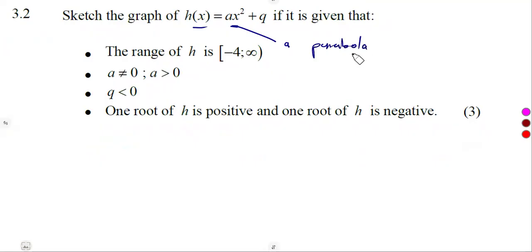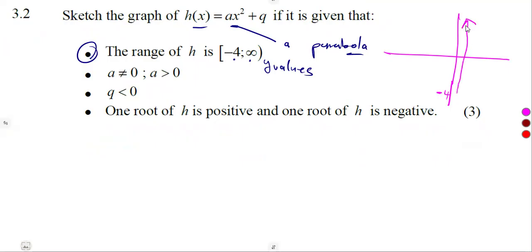All right, but on this parabola, we are given that the range is from -4 to infinity. Remember, range, we are talking about the y values. The y values are limited from -4 up to infinity, meaning to say the graph is going up. So when it is going up, it simply means our graph is supposed to be like this. It is limited at -4 going up.